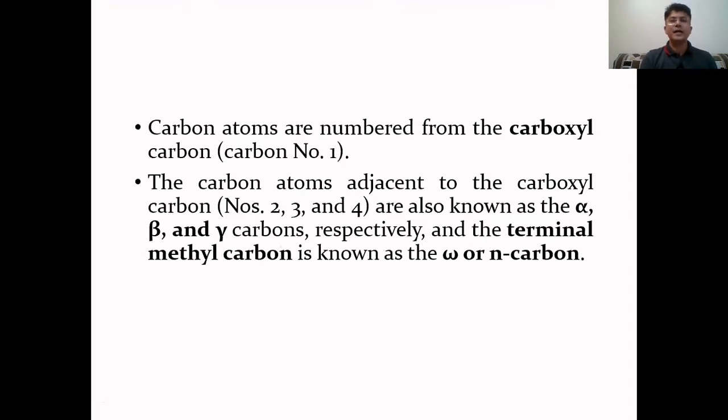Carbon atoms are numbered from the carboxyl carbon. So the carboxyl carbon is designated as carbon number 1, and the carbons adjacent to the carboxyl carbon are numbered accordingly as carbon number 2, 3 and 4. These are also known as alpha, beta and gamma carbons respectively. The terminal methyl carbon is designated as the omega carbon, and sometimes the numbering is also done from the omega side. So omega 1, omega 2 and so on. That numbering also can be done.